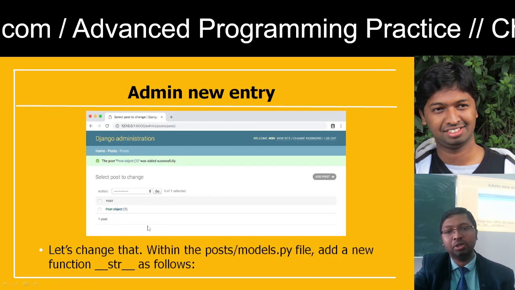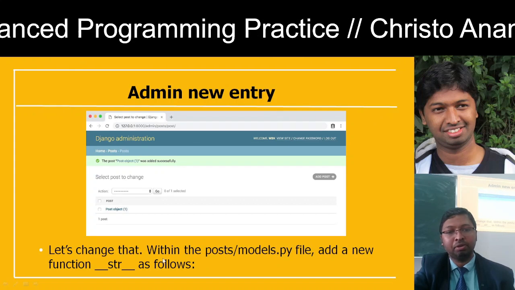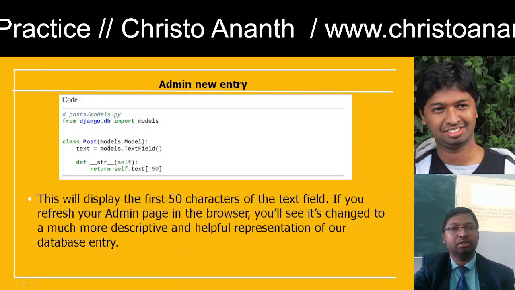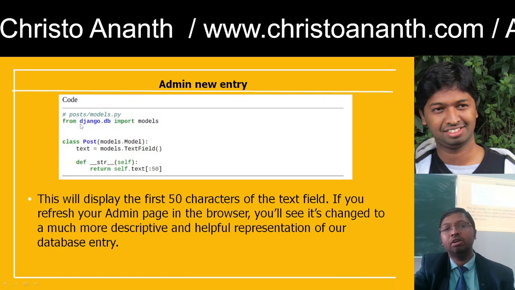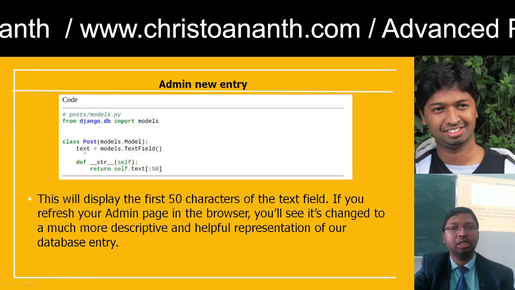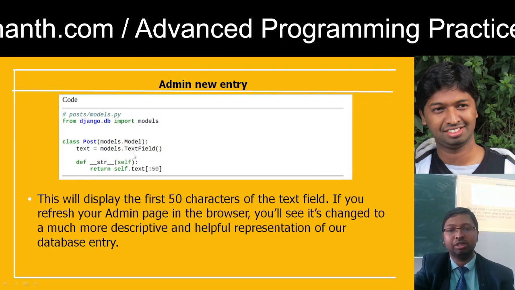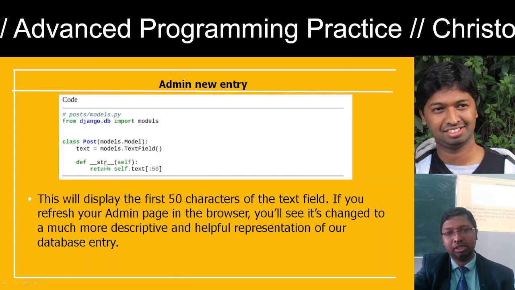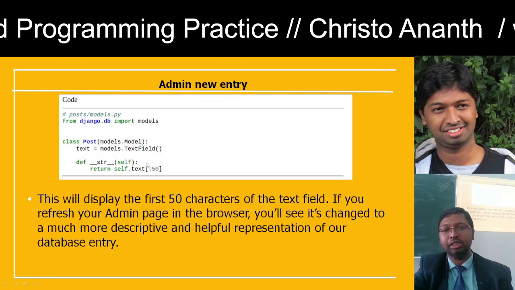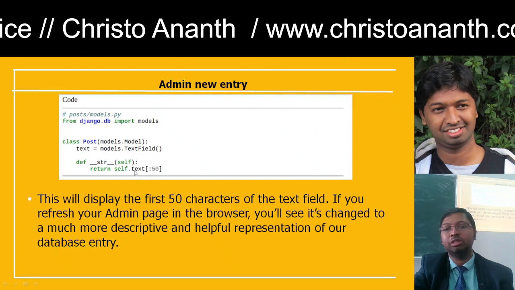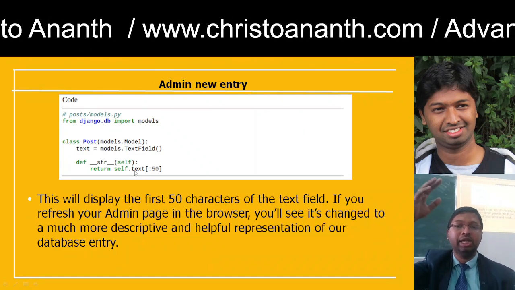And after doing this one, within the post/models.py file, add a new function which is __str__. So you'll have post/models.py, from django.db import models. Within the class Post(models.Model), you'll have text equal to models.TextField, and define the string method: def __str__(self), return self.text. The maximum size is actually 50 characters.